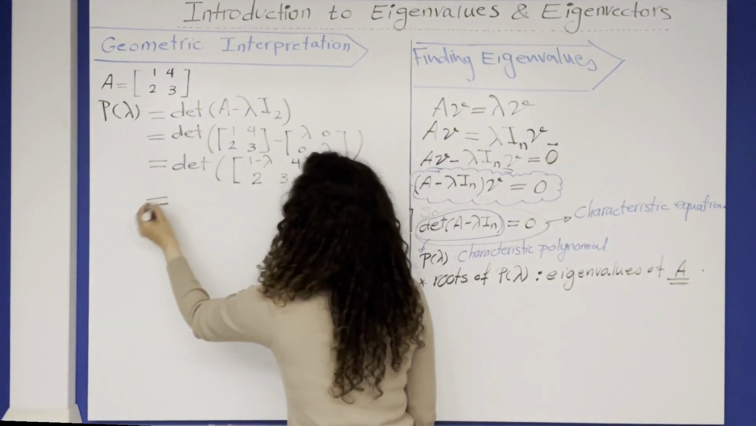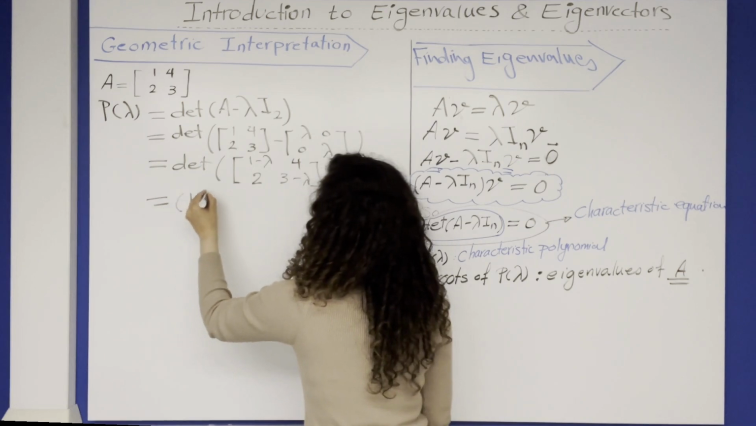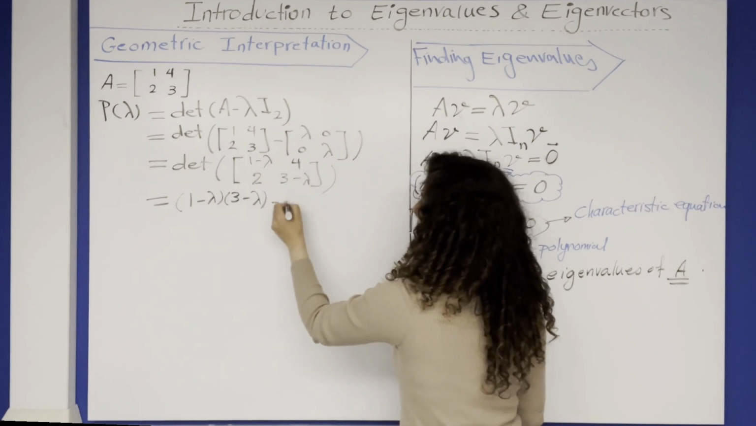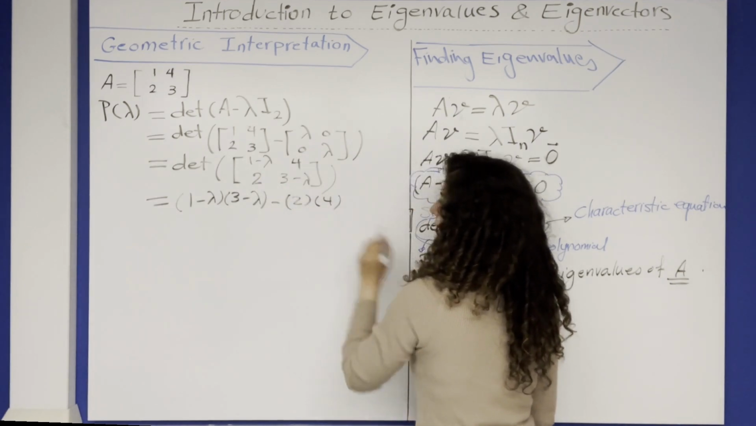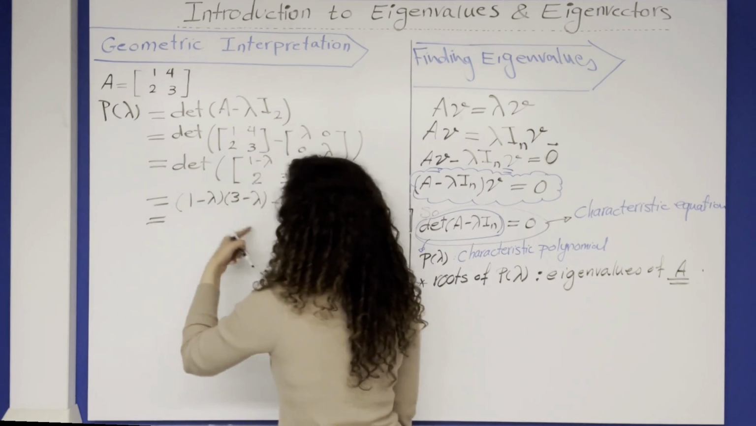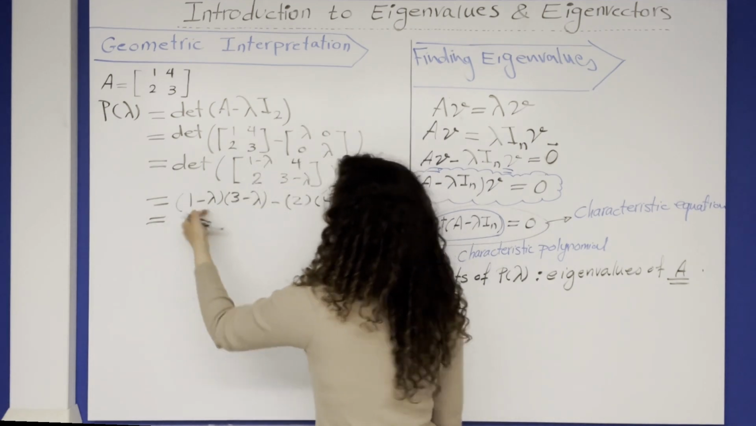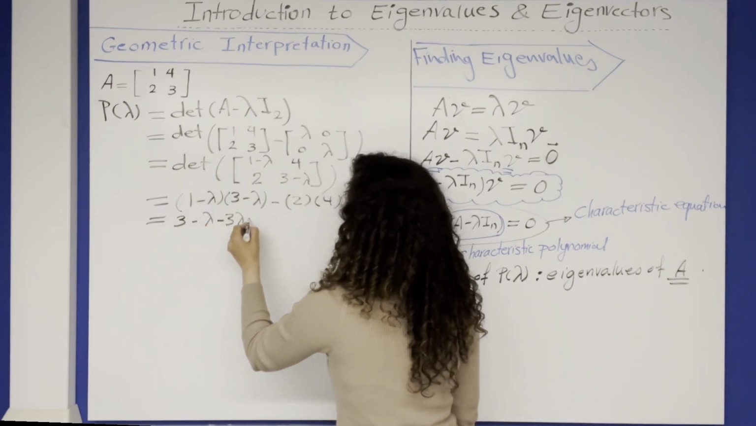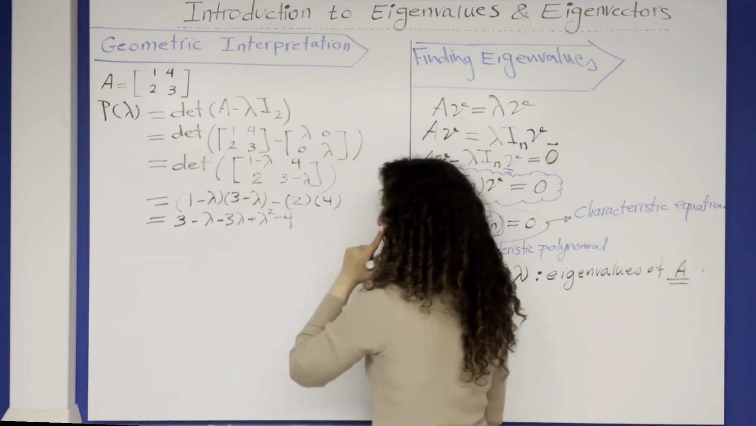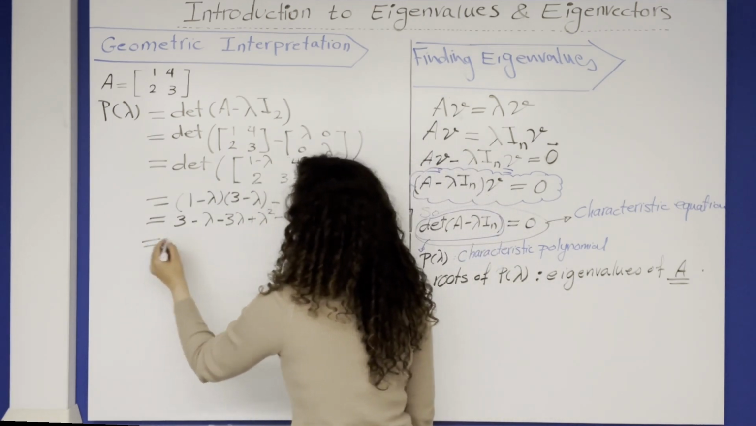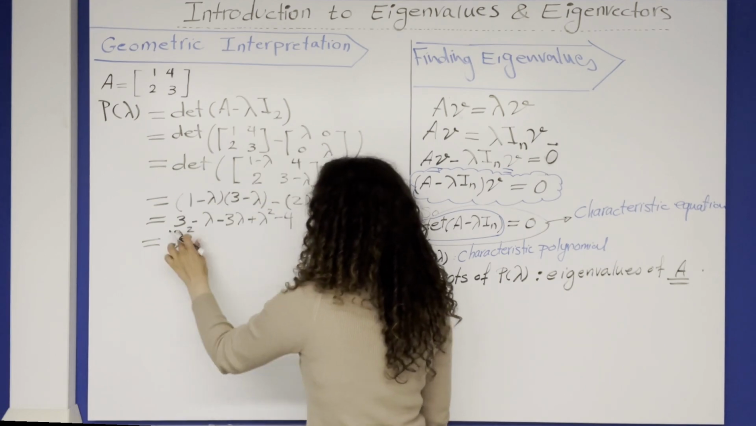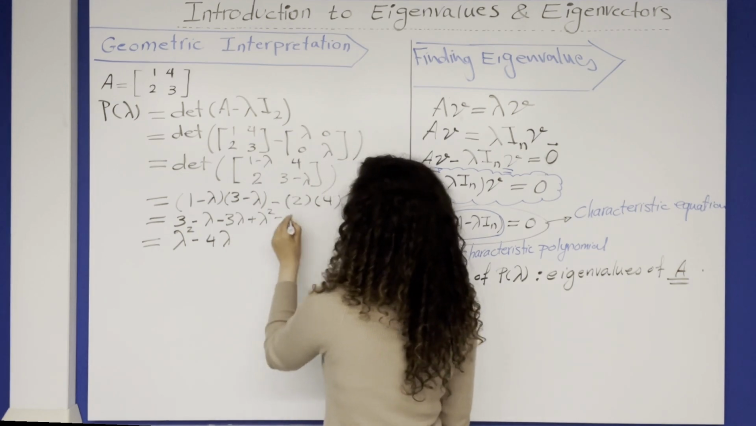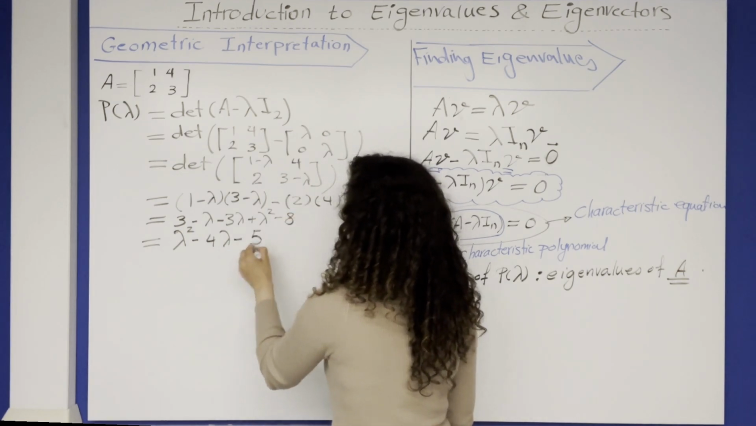And we know how to find the determinant of 2 by 2 matrices easily, right? I'm going to multiply the terms on the diagonal minus the product of the terms on the off diagonal. Okay, and if I expand this, I'll get 3 minus lambda minus 3 lambda plus lambda squared minus 4. And if I simplify and reorder this, I'll get lambda squared minus 4 lambda, sorry, this is 8, minus 5, right?